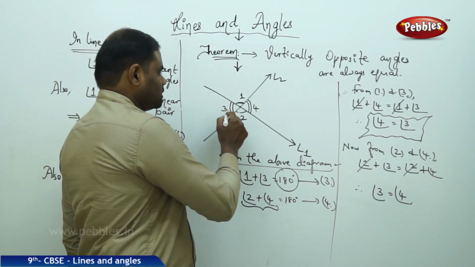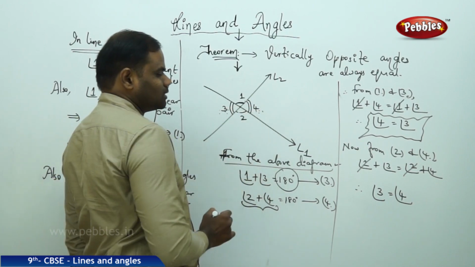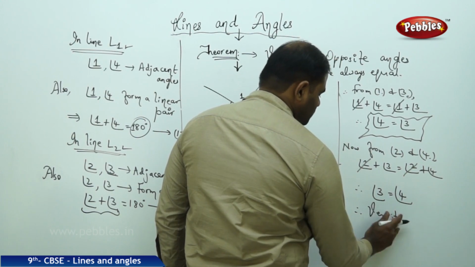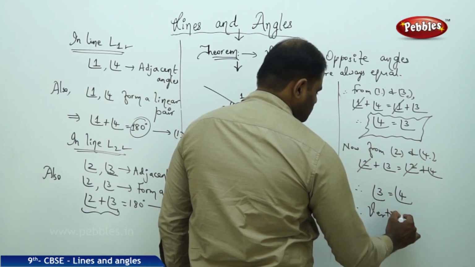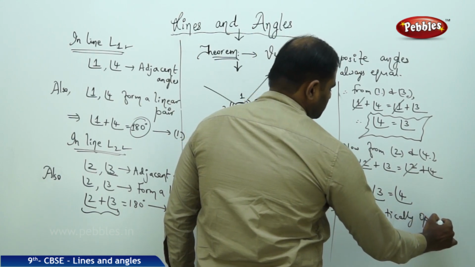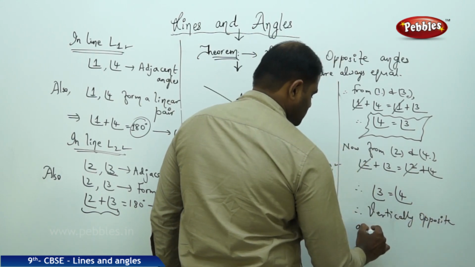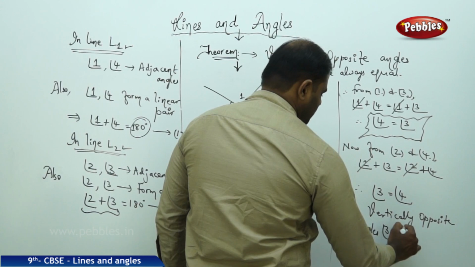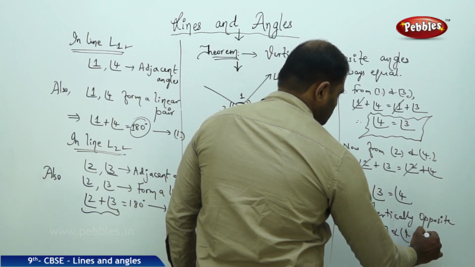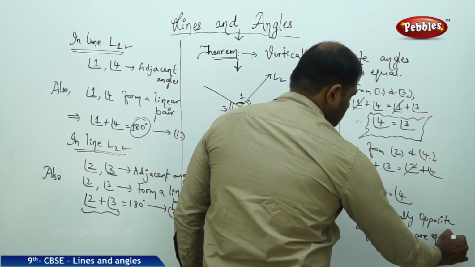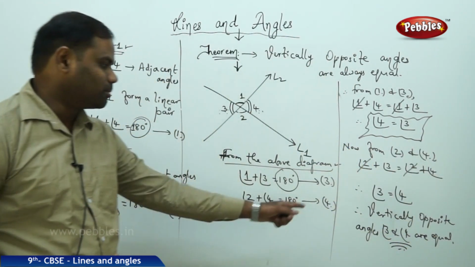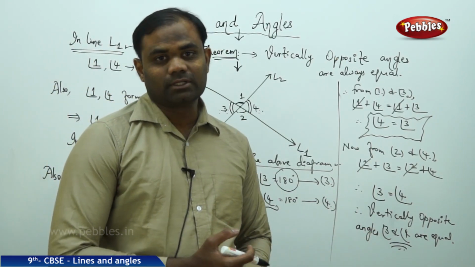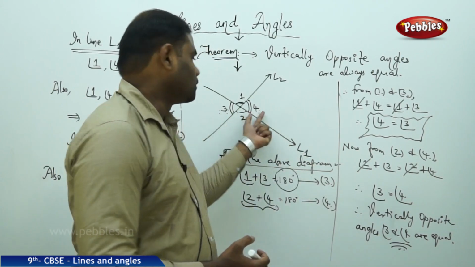So I have my angles here. One of the pairs of vertically opposite angles is equal. Therefore, vertically opposite angles, angle 3 and angle 4, are equal. That is how we conclude about the vertically opposite angles: 3 and 4 are equal.